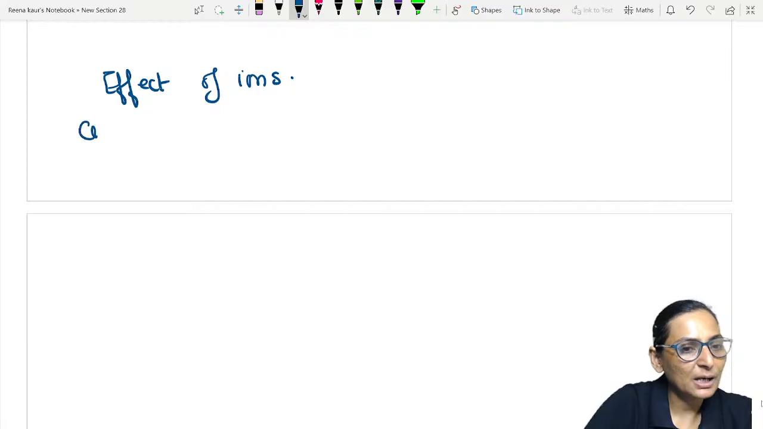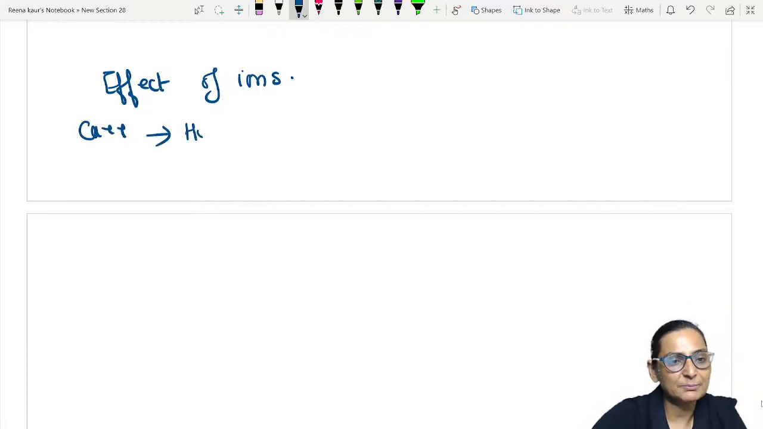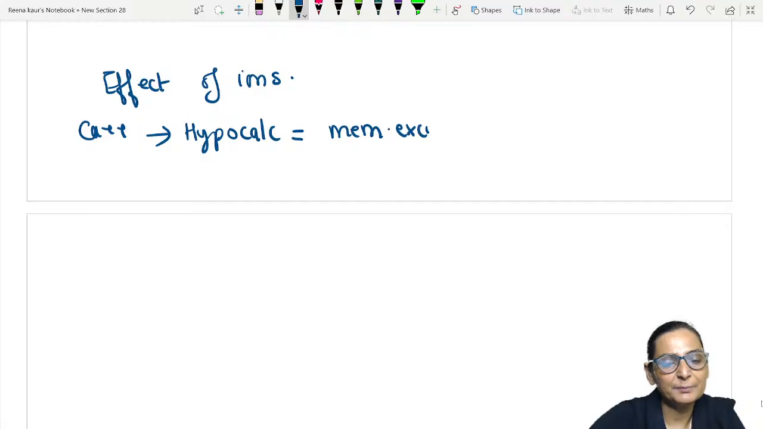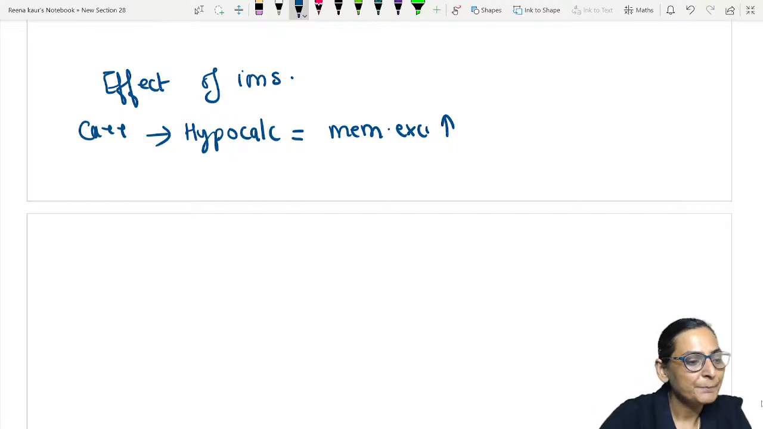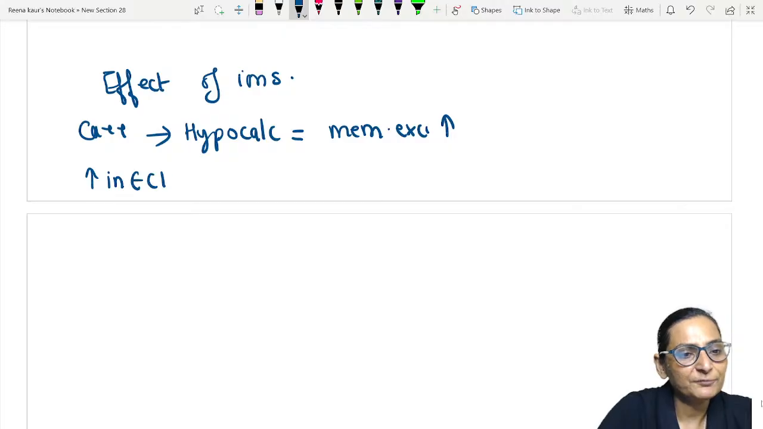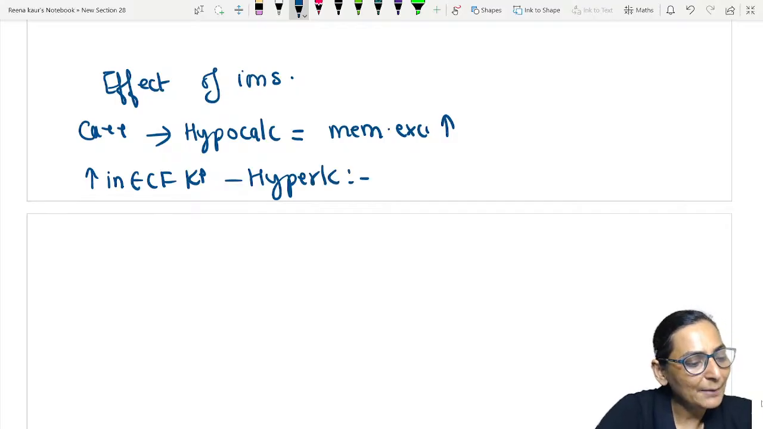So calcium we have already seen, right? If there is hypocalcemia, what will happen? The membrane excitability will be more. You are getting paresthesias, you're getting spasm. Now, if there is an increase in the ECF potassium, that means there is hyperkalemia. What will happen if there is hyperkalemia?